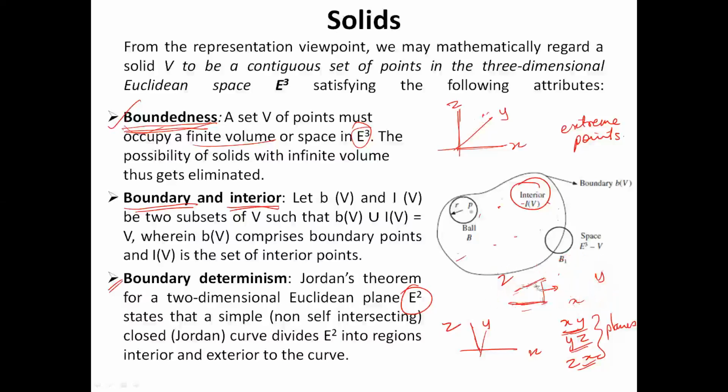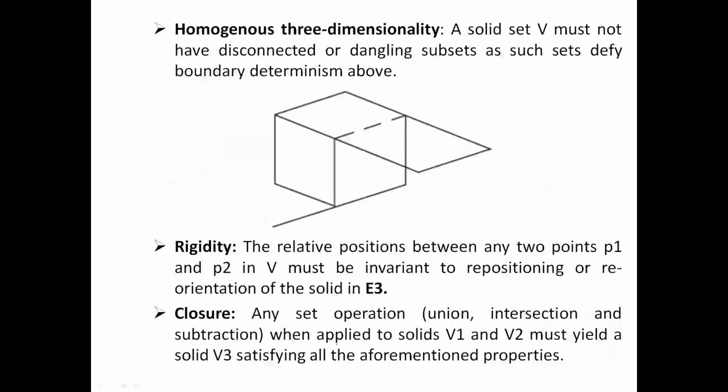So for any number of planes that you can create, you need to understand that the planes should not intersect each other. That is, they should not be self-intersecting, they should be non-self-intersecting, and they should rather touch at the boundary positions rather than intersecting each other. So that is what we call boundary determinism.